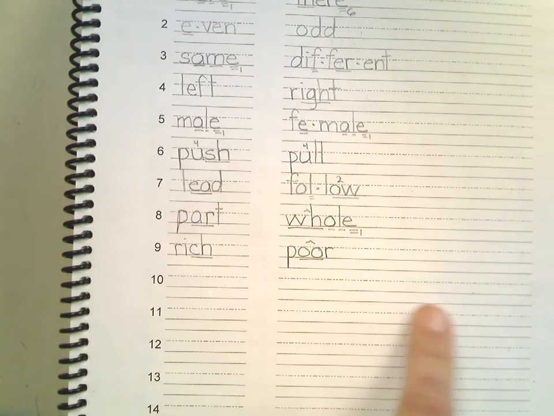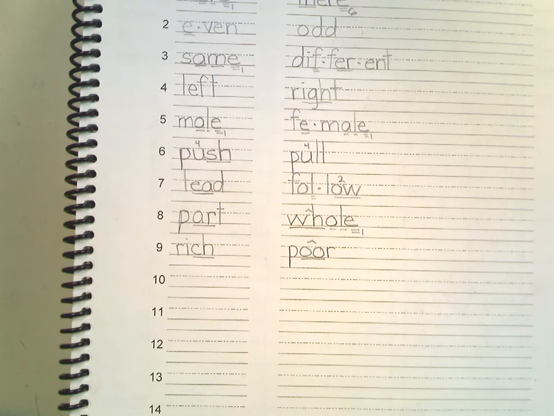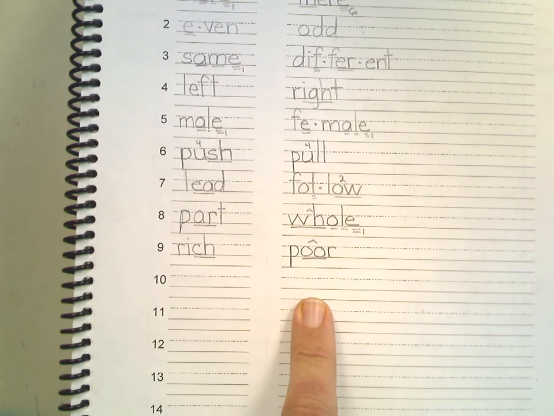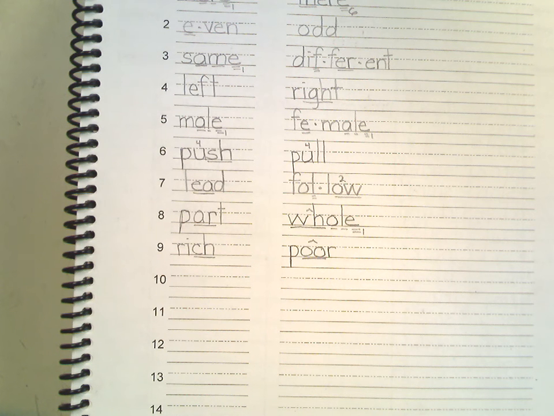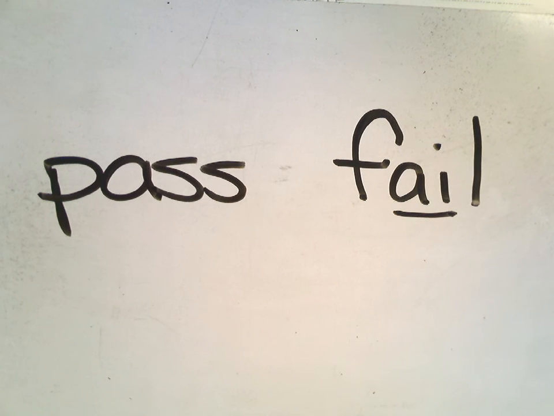All right, and then over here, same line, but after the break, we'll write the antonym of pass. What is that? Good, fail. And which A do we use in fail? Good, we use a two-letter A that we do not use at the end of English words. All right, so there we have it, pass and fail.